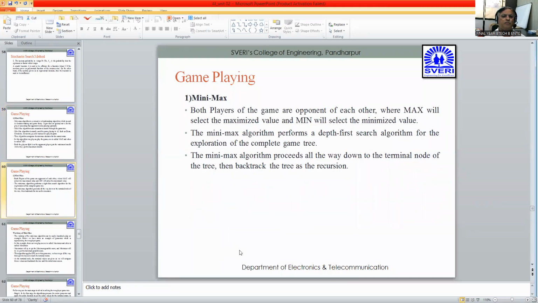Both the players of the game are opponents to each other. So obviously I am the opponent to him and he is the opponent for me. Where max will select the maximized value and min will select the minimized value. So both the players of the game are opponents to each other. So how is it going to be calculated, maximum and minimum? Those who take the maximum value will have a max, and those who take the minimum value will have the minimum.